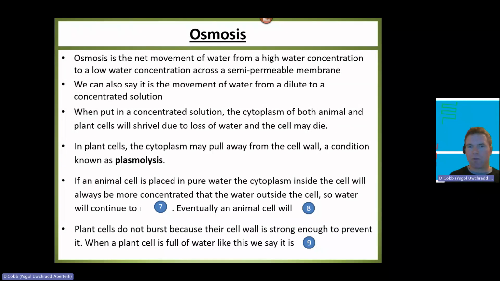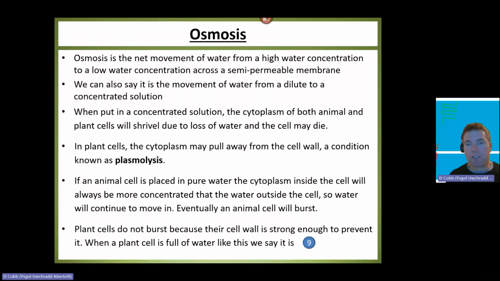If an animal cell is placed in pure water, the cytoplasm inside the cell will always be more concentrated than the water outside the cell. That makes sense, doesn't it? Inside the cell, you're going to have some stuff dissolved in it, so it will never be as dilute as pure water. So if pure water is on the outside, we know that the outside will be more dilute than the inside because it's pure water. You cannot get more dilute than pure water. So water will continue to move in, and eventually the animal cell will burst.